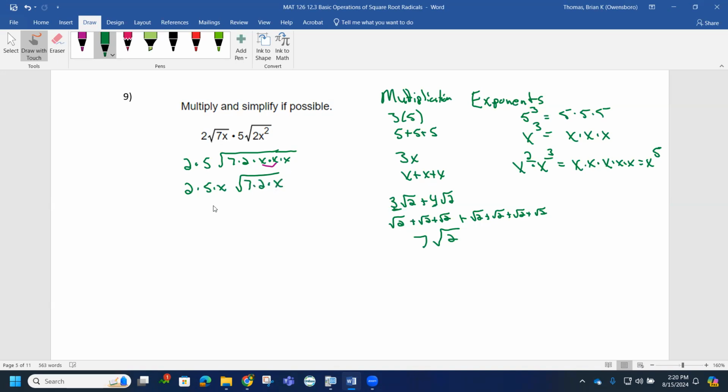So if we put this all back together, 2 times 5 times x is just the same thing as 10x, because again, this is understood to be 10 times x. And then 7 times 2 is 14 times x, or we just write that as 14x, because 14x means 14 times x. So that would be the simplified version of this. So again, outside numbers stay outside, inside numbers stay inside. But if we have a pair, for each pair, that factor comes out one time, and that allows us to simplify it a little bit further.